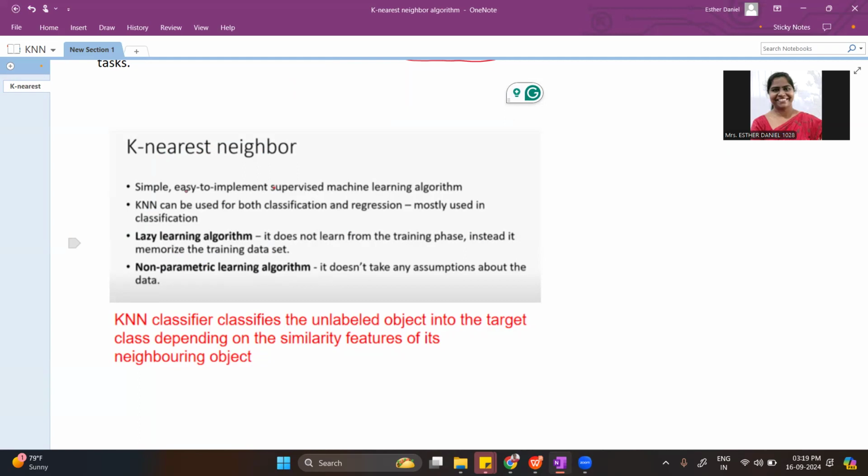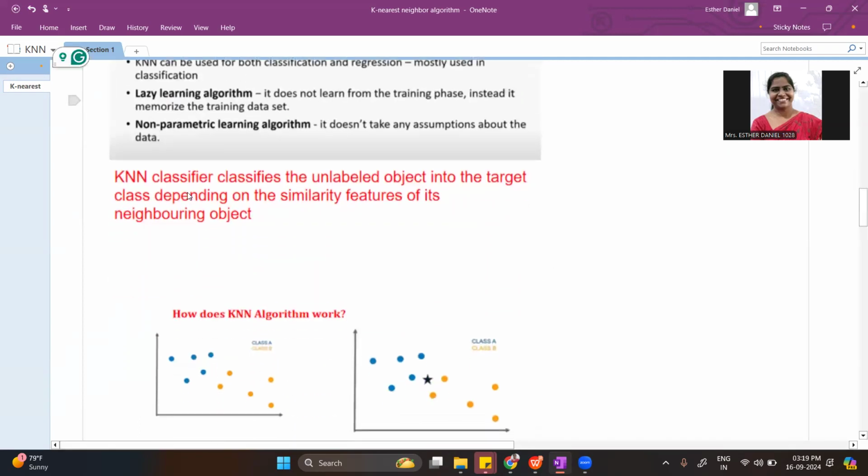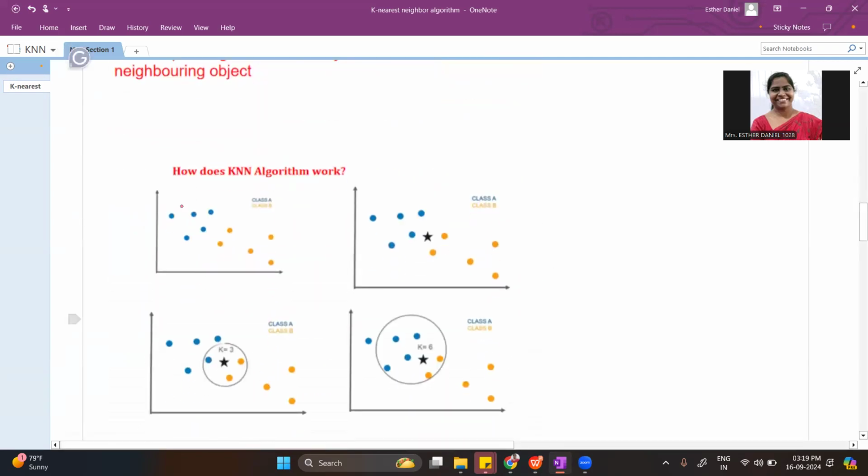And how is this K nearest neighbor algorithm working? It classifies the unlabeled object into the target class depending on the similarity features of its neighboring objects. For example, here, if you could see, there are two classes. One is the blue class and the other one is the yellow class. The blue class is labeled as class A, and the yellow class is labeled as class B. And now a new object comes. Now we have to make sure whether this is coming under class A or it is going to be classified under class B.